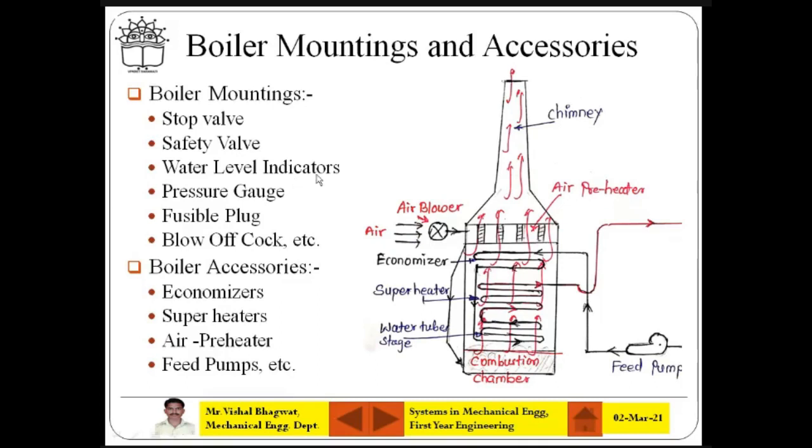Water level indicators, as the name suggests, will give you the water level inside the boiler shell or boiler tubes. Pressure gauge will give you the correct recordings of the pressure inside the boiler. You can regulate it, check it, and monitor it.